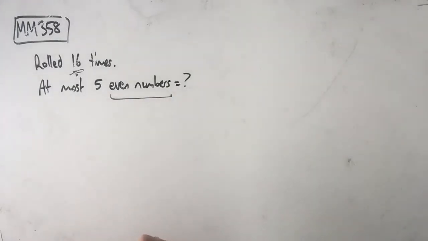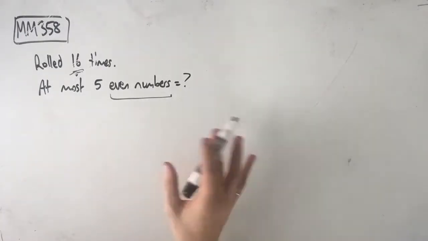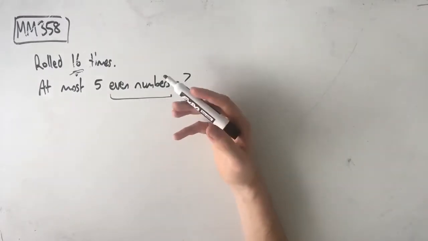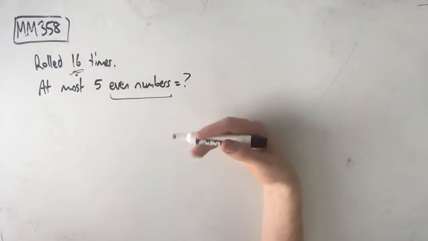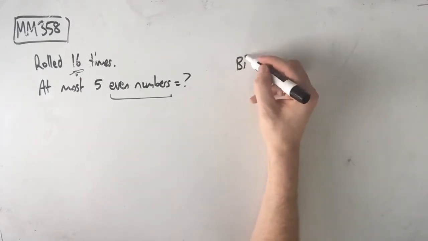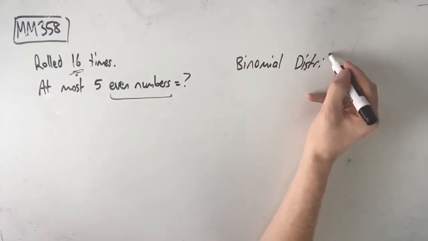Now, in this case, we've got two outcomes. We can either roll an even or an odd. There's literally no other possibility, which means that rolling an even number is counted as a success. Rolling an odd number is counted as a failure, okay? So whenever we've got a success and a failure, that's when we know that we're going to have to use our binomial distribution probability, okay?